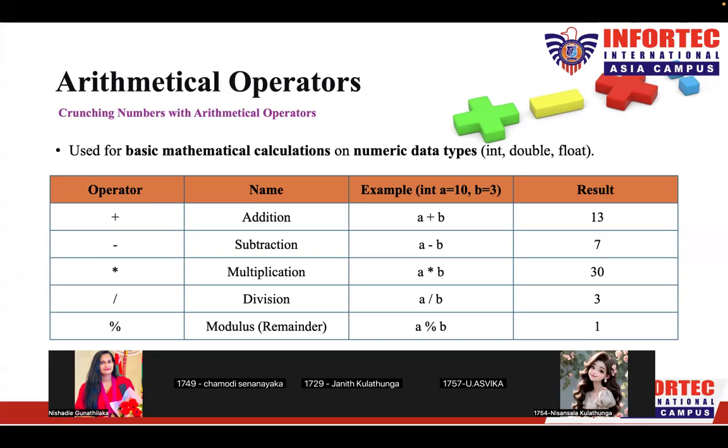Here you can add one or more numbers. In subtraction, you reduce one value from the other value. In multiplication, you get the multiplied value. In division, you divide one value by another value and give the answer. Modulus is the remainder. You divide one value by another and then you get the remainder.